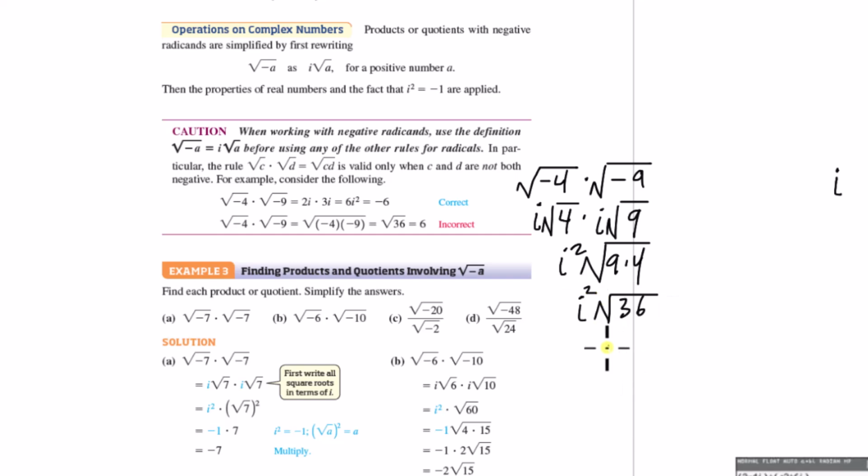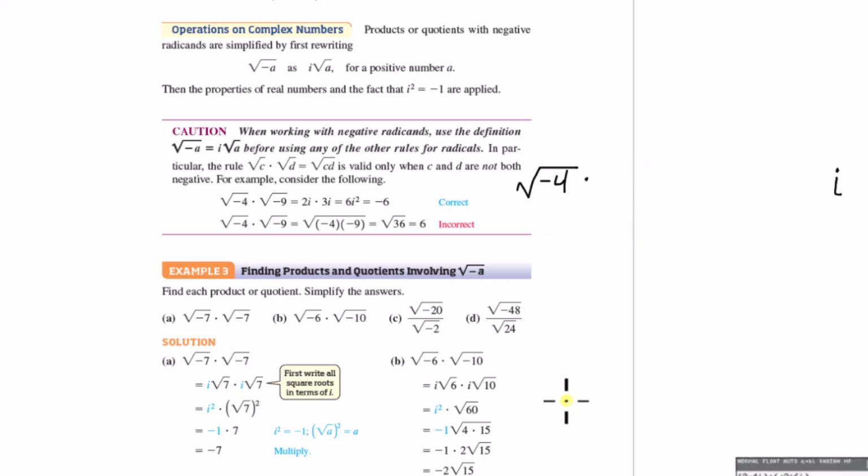So i squared is negative 1, so this is minus 6. That's correct. Okay? And really, you can take this attitude. It doesn't just apply to multiplying radicals, like this property of multiplying radicals. You can apply this general attitude to any property you're ever using in math.